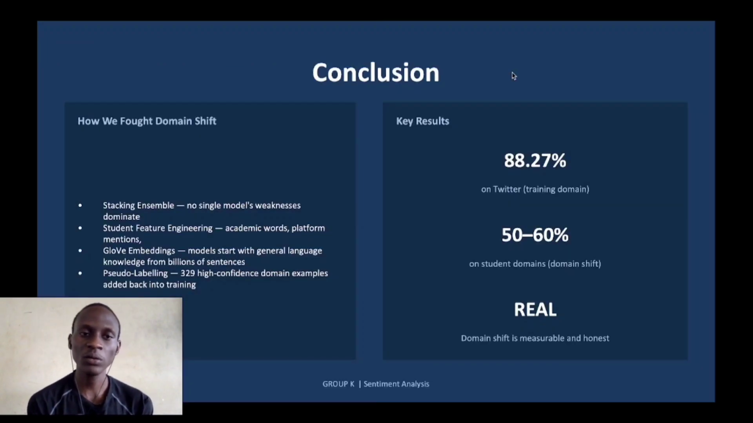So in conclusion, we fought against that domain shift by using the ensemble, which was the XGBoost, and the different models that were talked about by the previous speakers, and then engineering features, using GloVe embeddings and then pseudo labeling. Yeah, thank you, madam.